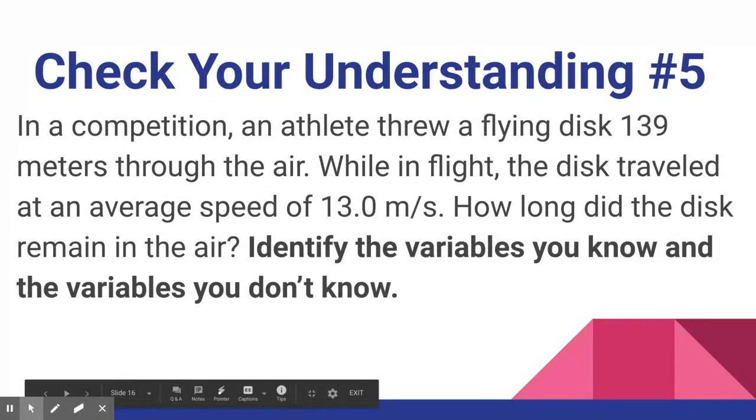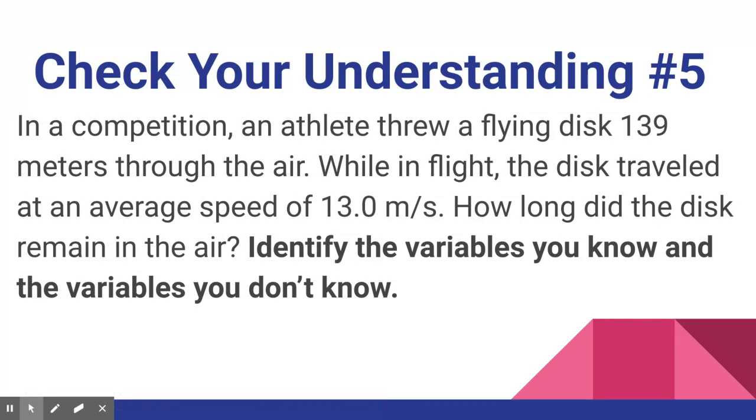Okay, number 5. So in a competition, an athlete threw a flying disc 139 meters through the air. While in flight, the disc traveled at an average speed, or just a speed, of 13 meters per second. How long did the disc remain in the air? Okay, so what it's asking here is what's the time? So what this is implying is that once the disc hits the ground, the disc is no longer moving. The speed is 0.